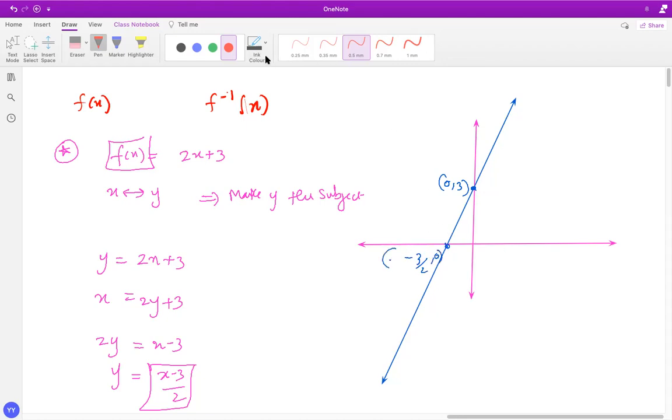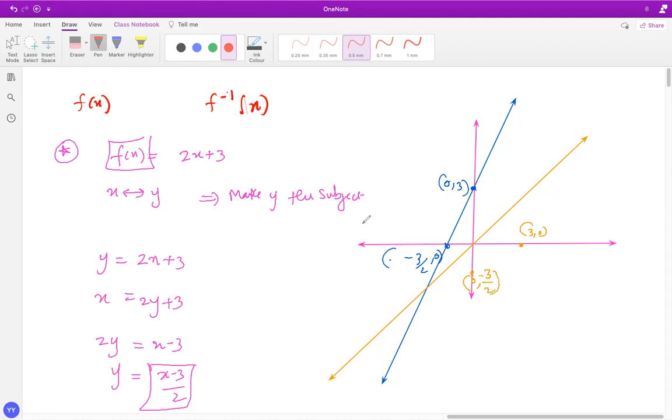Now when you draw the inverse function, let's say this is the y equals x line. The inverse function is always a reflection of this line in the y equals x line. The point (0, 3) was the y-intercept earlier. Now you will notice that (3, 0) becomes the x-intercept. The x-intercept earlier was (negative 3 by 2, 0). You will notice that it becomes (0, negative 3 by 2).